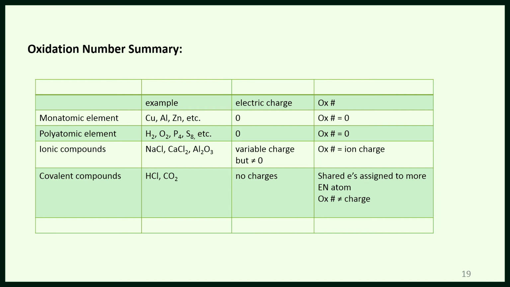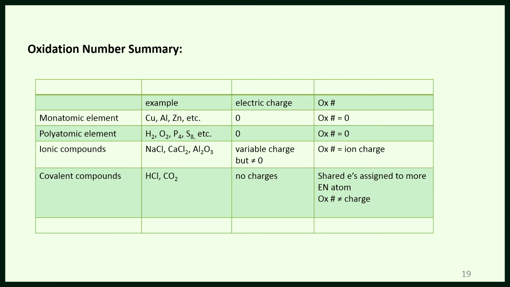So here's a summary of what we've seen. Monatomic elements, copper, aluminum, zinc, gold, silver, etc., have an electric charge of 0. They have no charge, they're neutral, and their oxidation number is 0. The polyatomic elements, dihydrogen, dioxygen, tetraphosphorus, octasulfur, etc., their electric charge is also 0. Their oxidation number is also 0. Ionic compounds, sodium chloride, calcium chloride, aluminum oxide. Now the charge varies. It's never equal to 0 because they're ionic, they have charges. The oxidation number is simply equal to whatever the ion charge is.